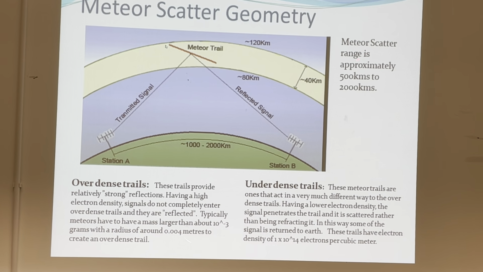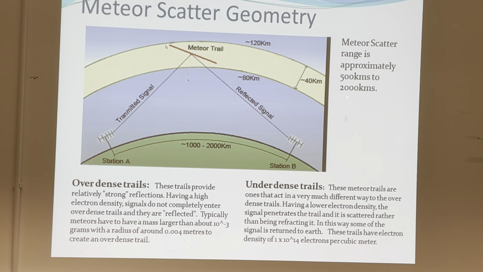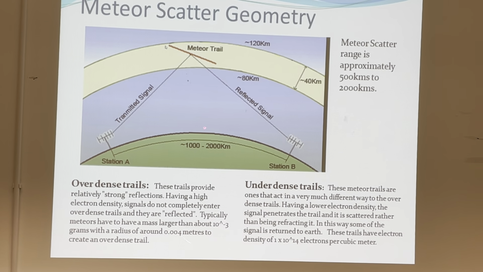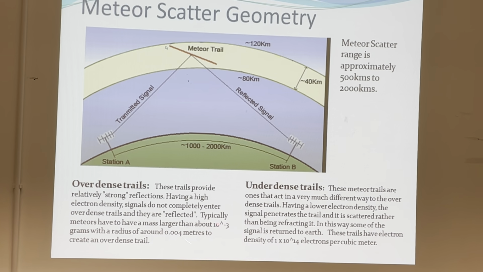So the range is approximately 500 kilometres to 2,000 kilometres. This is very similar to aeroplane scatter, but the aeroplane is down here somewhere, and you can see with that geometry that the range is much less, so it's sort of 200-300 kilometres.